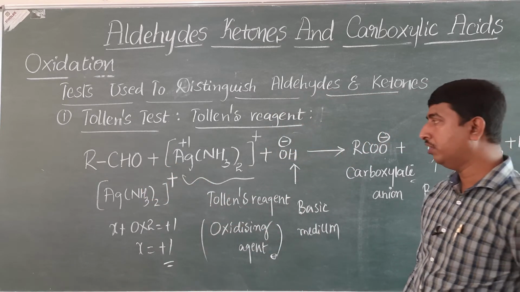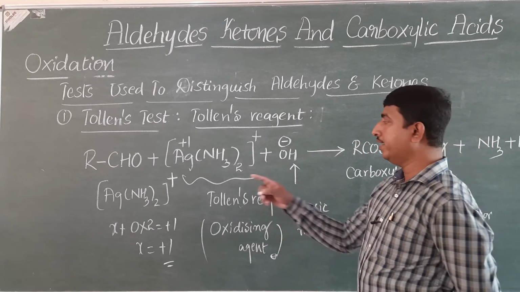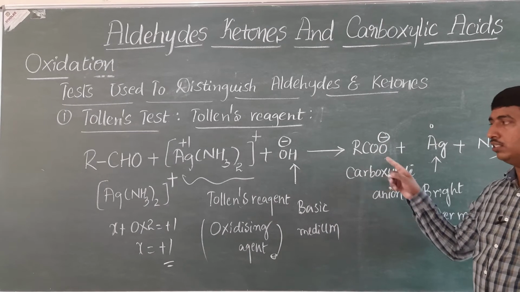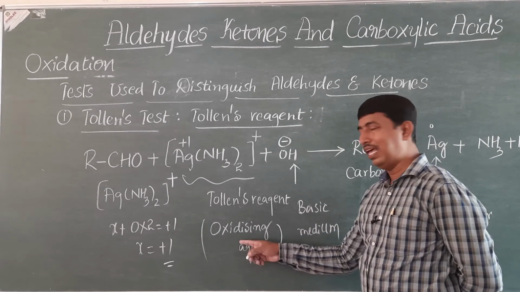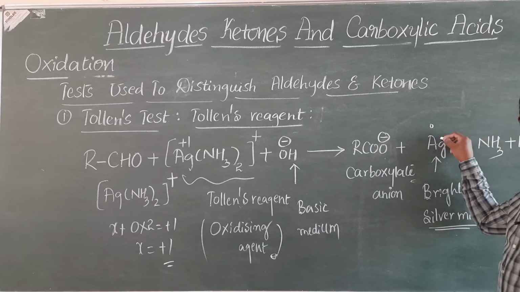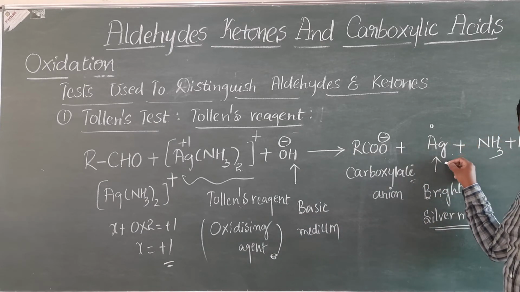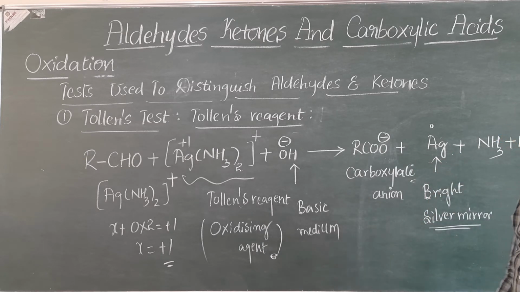Aldehyde when it is warmed with Tollens reagent undergoes oxidation forming carboxylic acid. Whereas Tollens reagent, being an oxidizing agent, undergoes reduction, that is from the +1 state to 0. This silver will be formed inside the test tube, or deposited on the sides of the test tube, and it will shine like a mirror. Therefore we say a bright silver mirror is produced in the test tube. Okay, so this test is called the Tollens test.